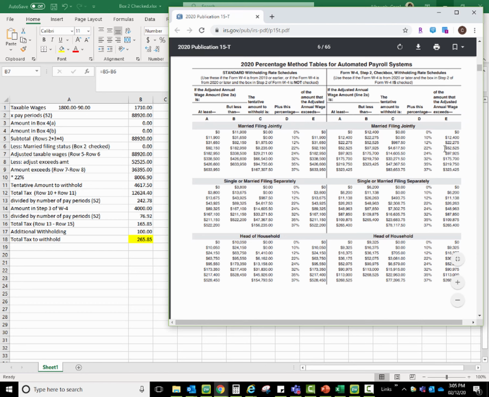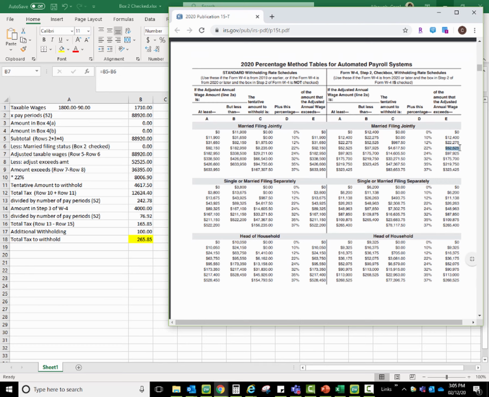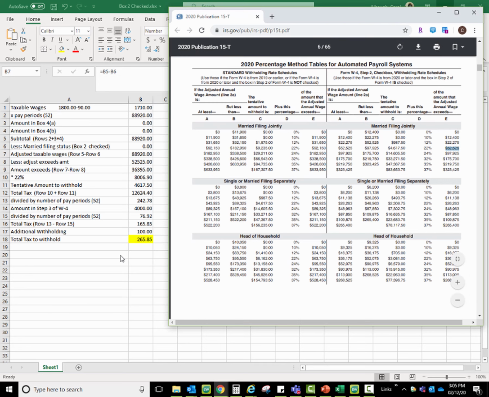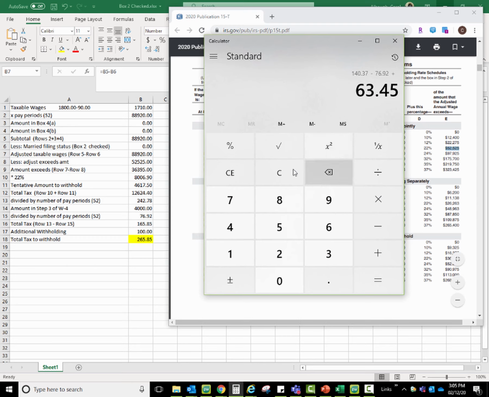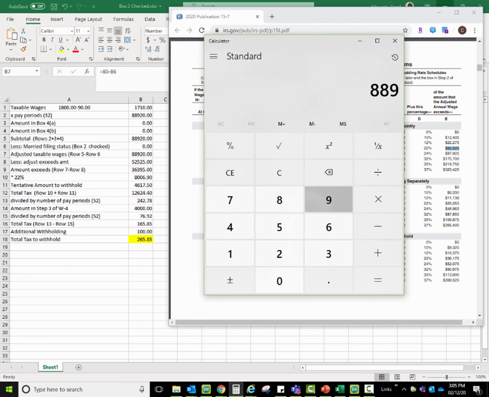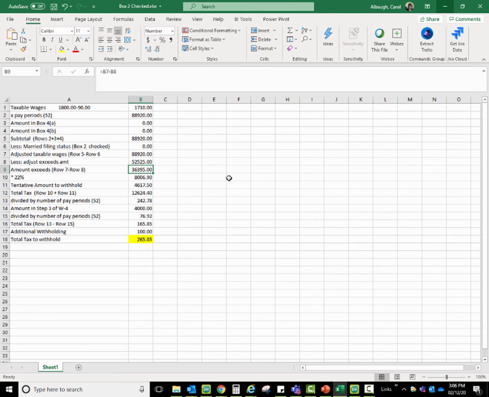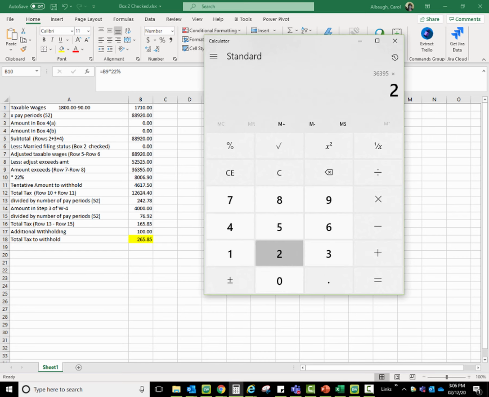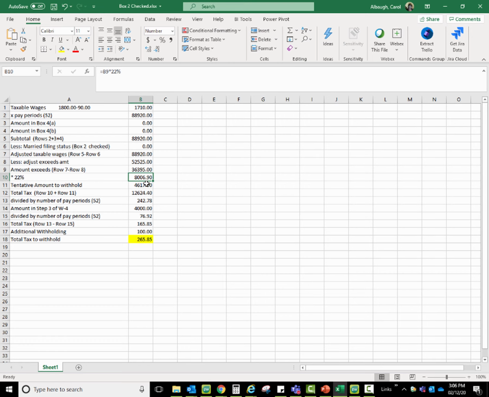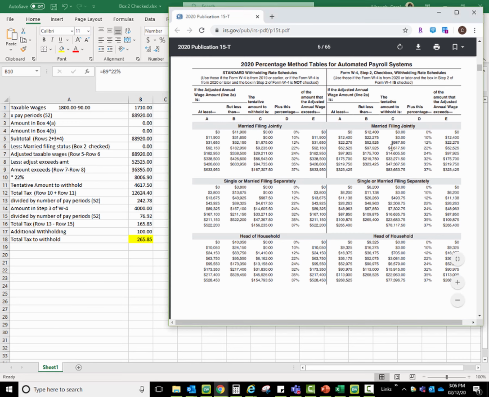That means we need to take 22% of the amount over $52,525. Let's bring up our calculator. And let's take our $88,920 minus the $52,525. That leaves $36,395 that's subject to 22% tax. If we take that times the 22%, that's $8,006.90.